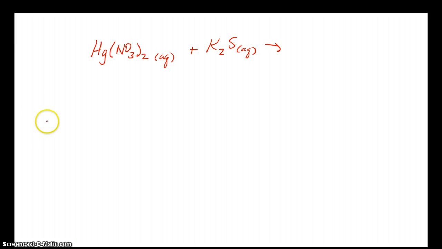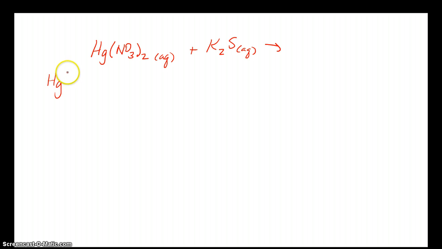So in this lesson, I'm going to work through ionic equations where there's a precipitate that forms. So the first step is to be able to look at what reactants you have and break them down into cations and anions.